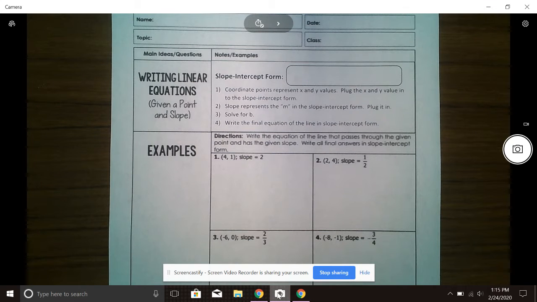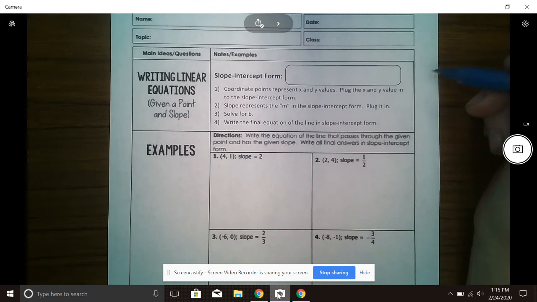Hey everyone! In this video, we're going to practice how to write the equation of a line, and we're going to be using something called the slope-intercept form.